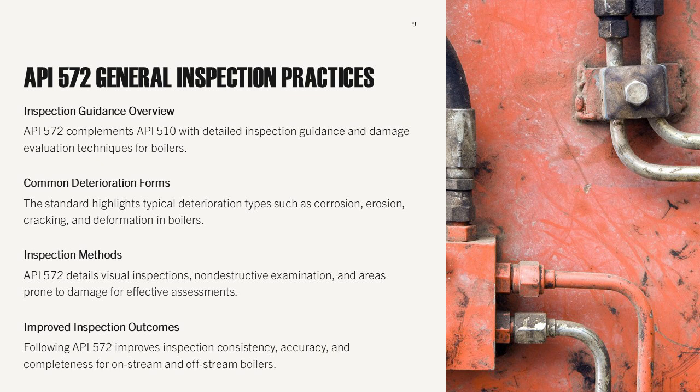evaluation techniques. For boiler inspectors, API 572 offers practical advice on visual inspection methods, non-destructive examination options, and typical areas of concern. It also describes common forms of deterioration such as corrosion, erosion, cracking, and deformation. This guidance helps inspectors translate code requirements into effective field practices. By following API 572 recommendations, inspectors can improve consistency, accuracy, and completeness in both on-stream and off-stream boiler inspections.